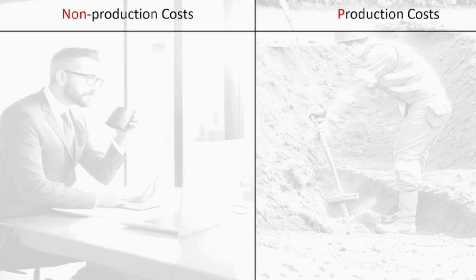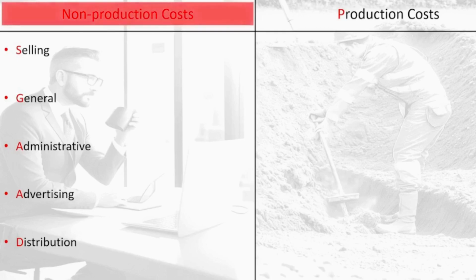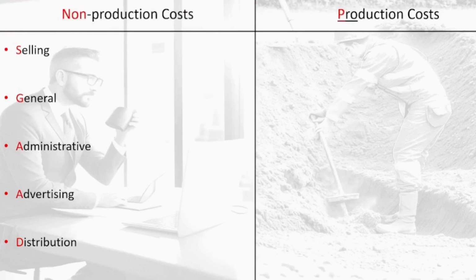A company's costs can be divided into two categories: non-production costs and production costs. Non-production costs include the expenses related to selling and distribution, general, administrative, and advertising. It is important to know that non-production costs are period costs and are not covered by absorption costing. On the other hand, we have production costs, where absorption costing focuses.